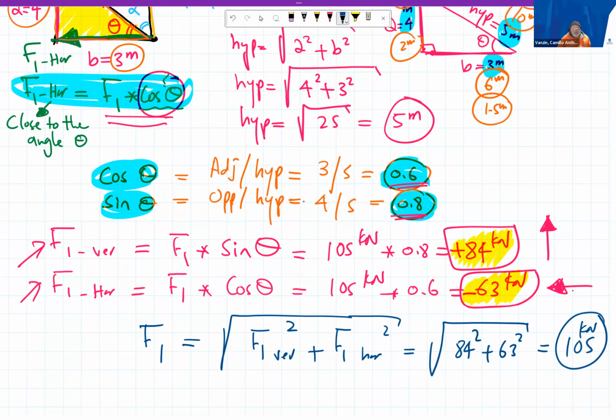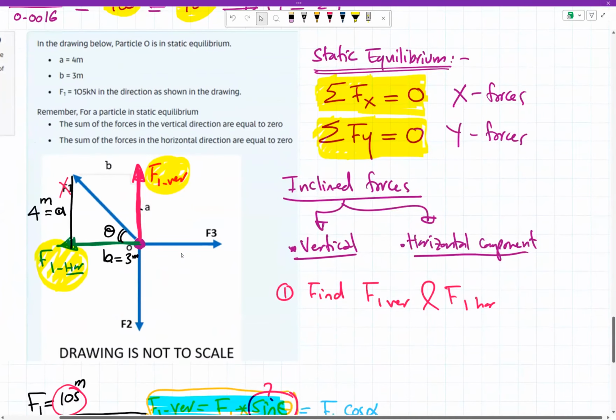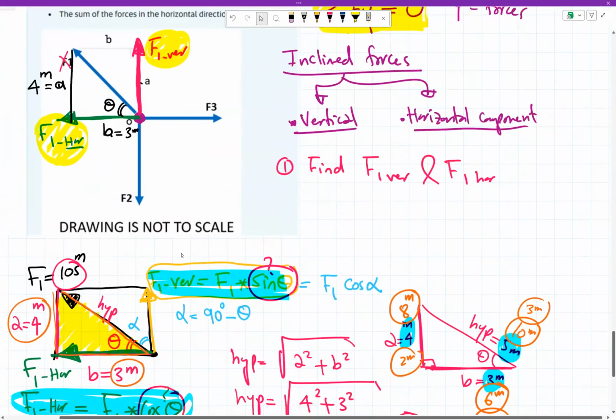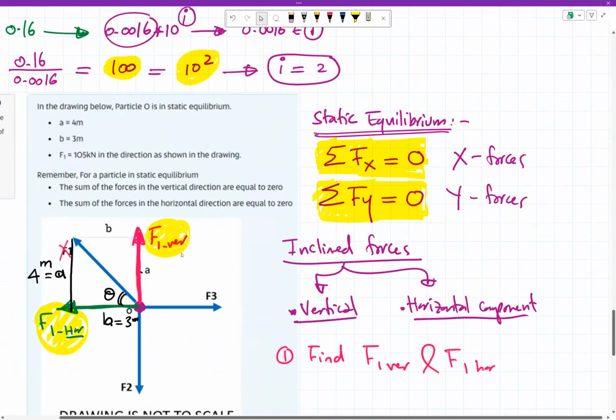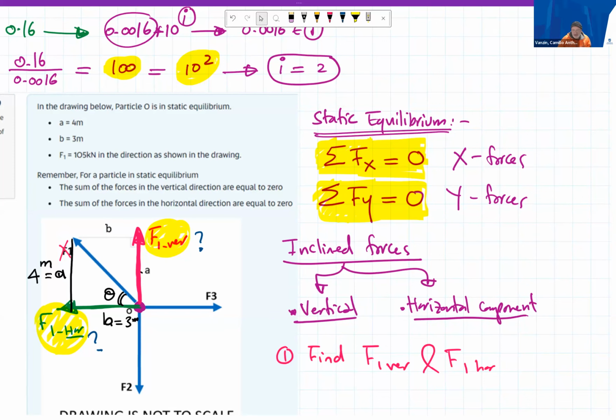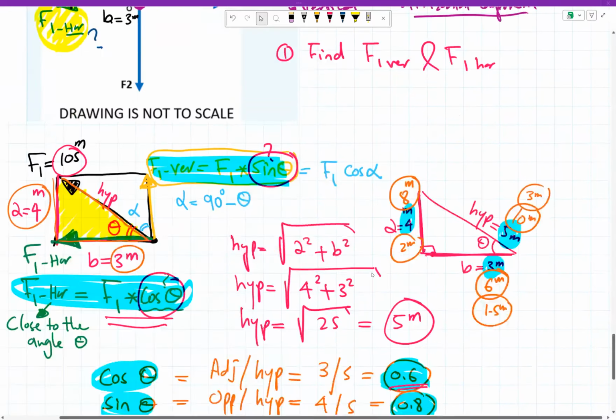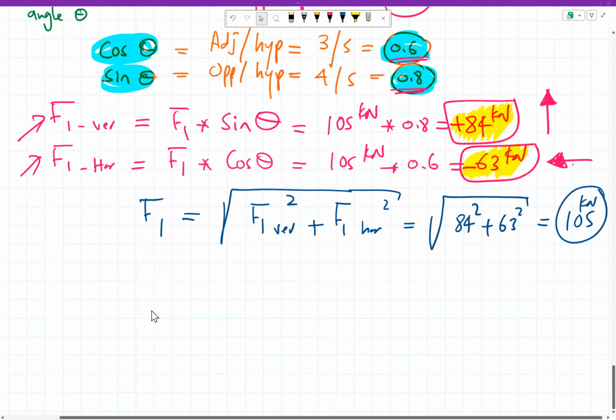If we return back to our question, what was the requirement? The requirement is to find how much is the vertical component and the horizontal component. There is one picture missing, sorry. Do you have any question up to here, guys? No, it's good. All good. Okay.